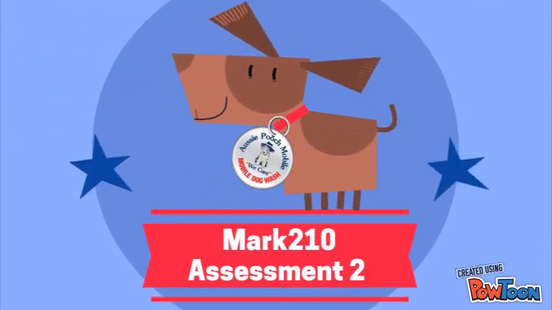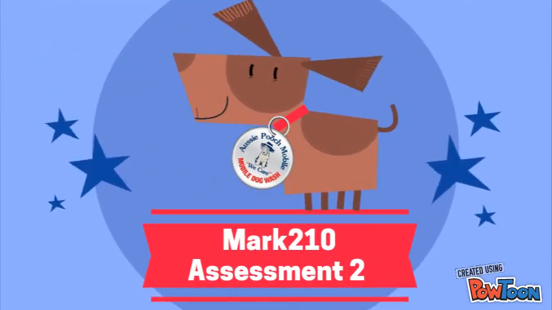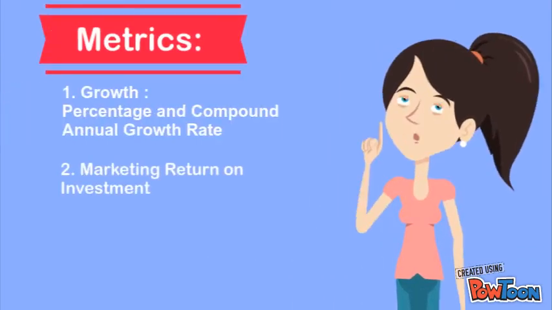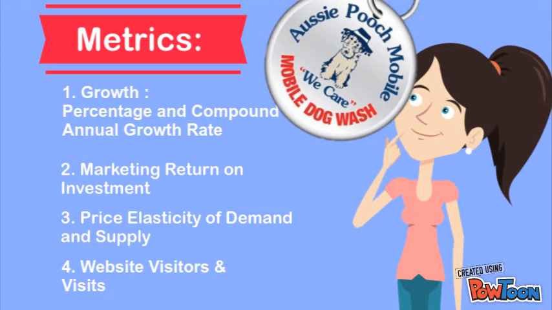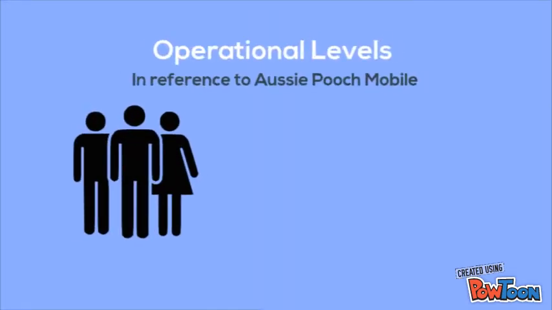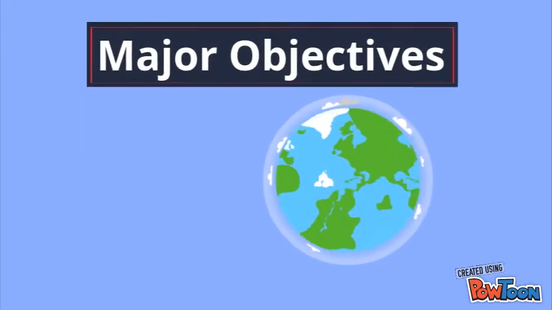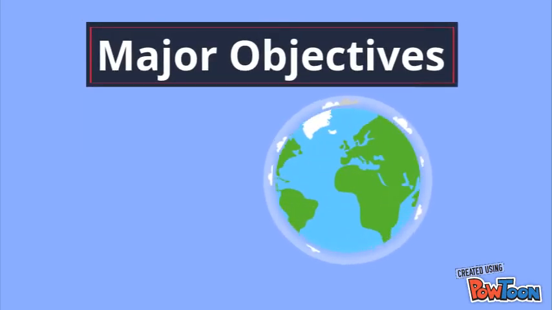Hi, and welcome to the Marketing Metrics Crash Course, where you'll learn how to apply 4 metrics to real-life business situations. These metrics will be applied to the Aussie Pooch Mobile at the operations level, focusing on people, place, and price. There are 2 major objectives that Aussie Pooch Mobile services are currently striving towards.